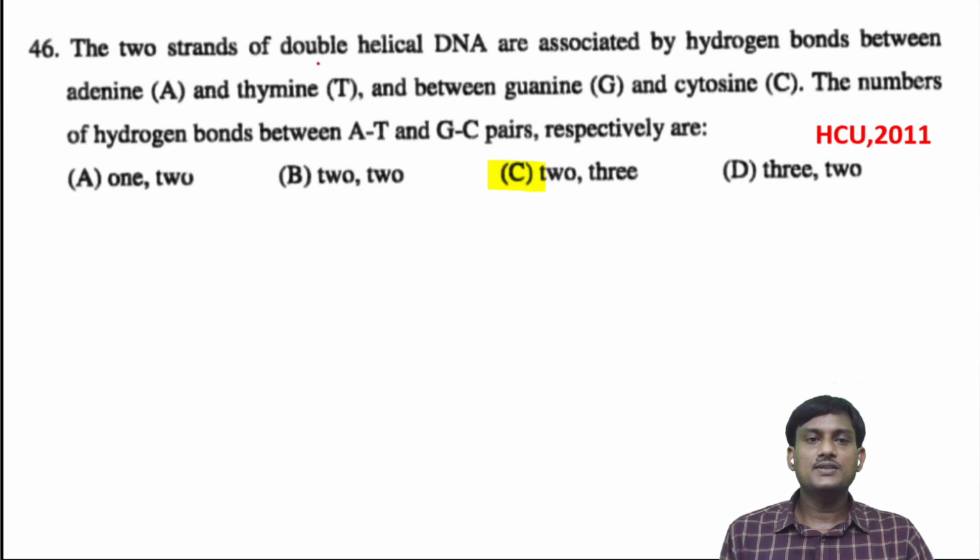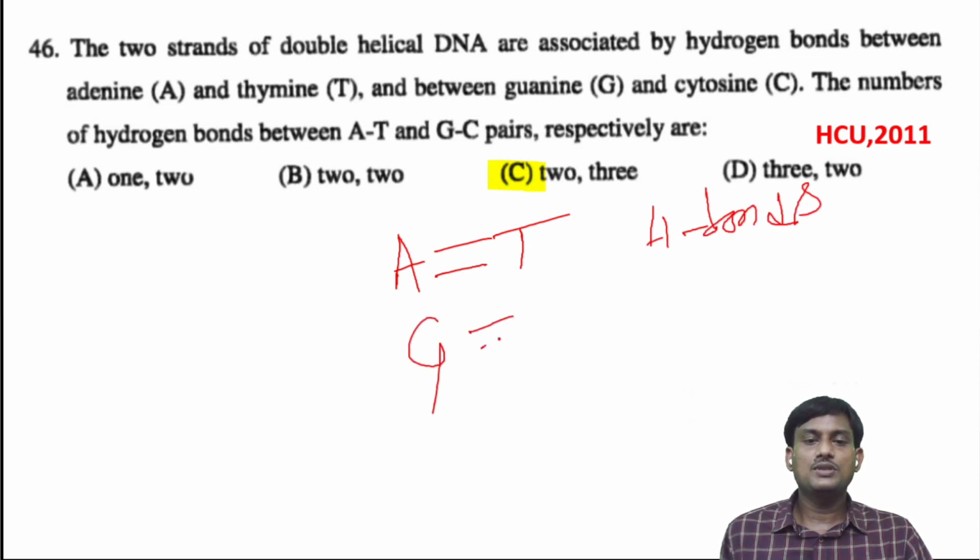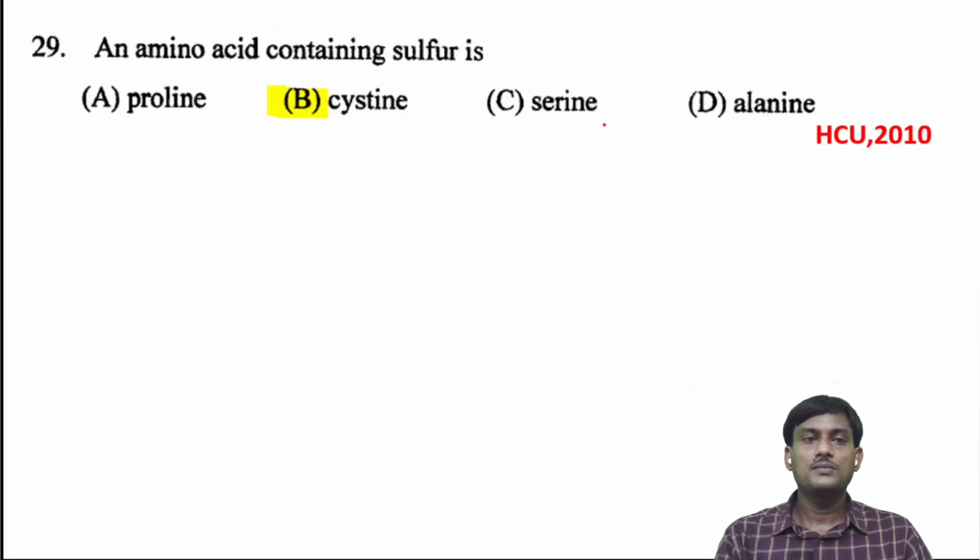The two strands of double helical DNA are associated by hydrogen bonds between adenine and thymine, guanine and cytosine. The number of hydrogen bonds between AT and GC: between A and T, we have 2 hydrogen bonds. This one is very, very important, H bonds. And between G and C, we have 3 hydrogen bonds. So here 2, and here we have 3 hydrogen bonds.